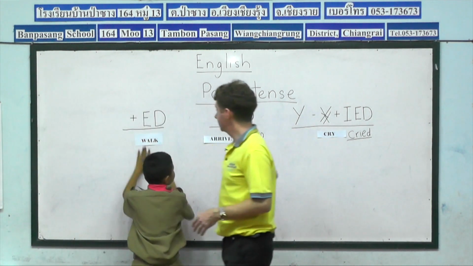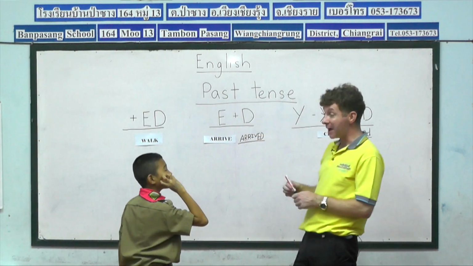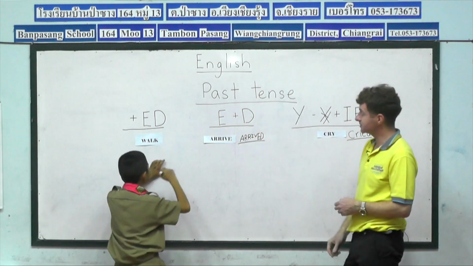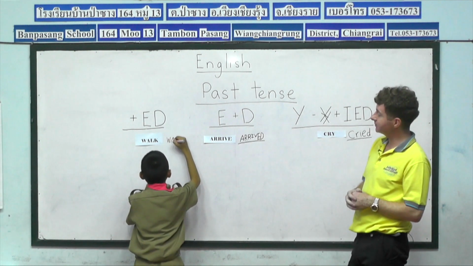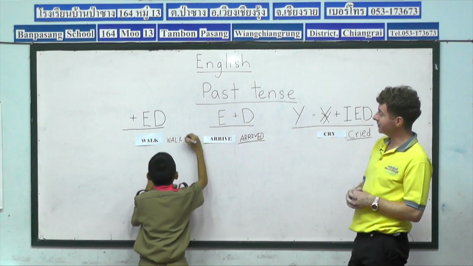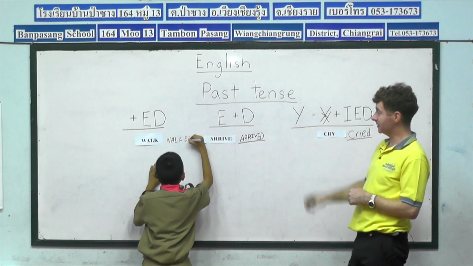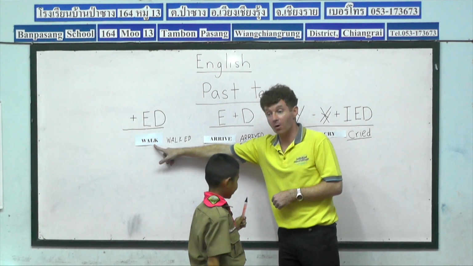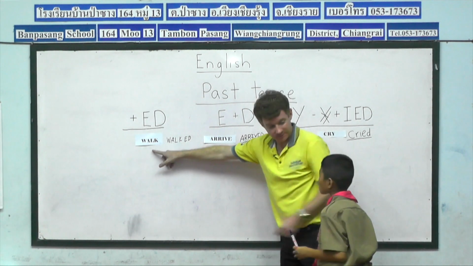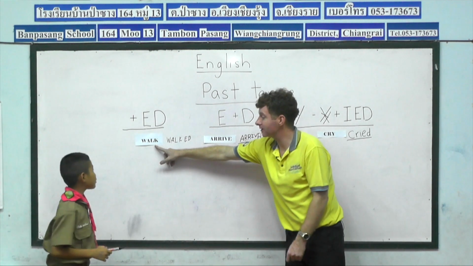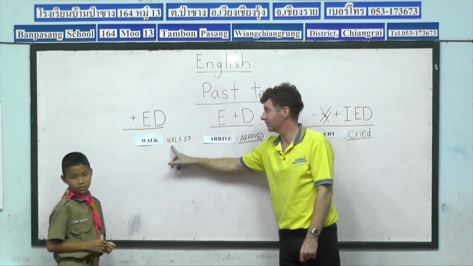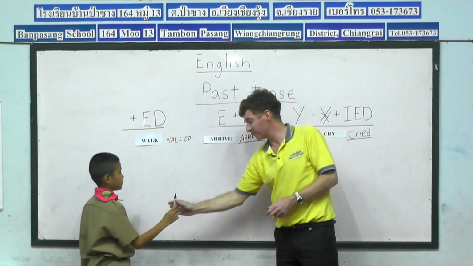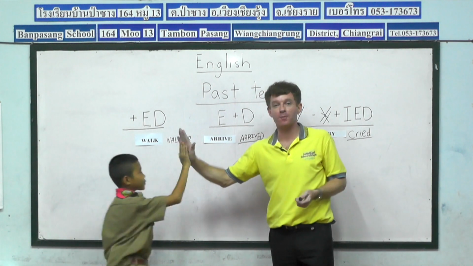Excellent. So now, can you spell walk in past tense form with me by adding ED? Yes. W, A, L, K, and then ED. Excellent. So we've gone from walk, walked. Walk, walked. Okay, well done, Pangpon. High five, big round of applause.